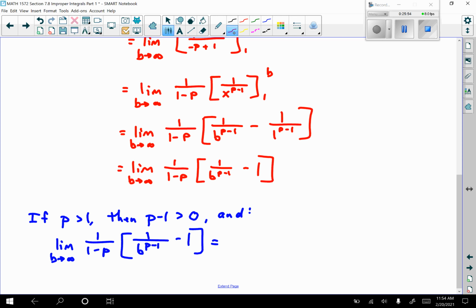So this is the part I want to focus on. p minus 1 is positive. So that means as b keeps increasing without bound, this is becoming 1 over a very large number, which is just going to 0. So then I end up with 1 over 1 minus p times a negative 1, which really just becomes 1 over p minus 1. So the integral converges.